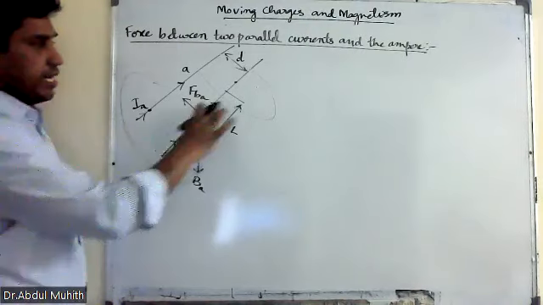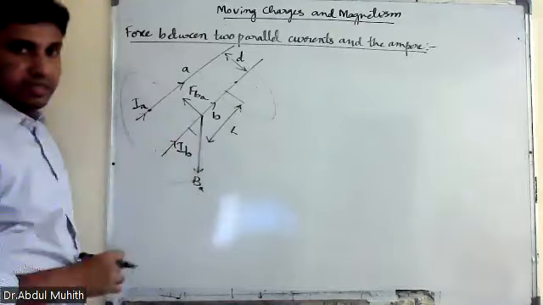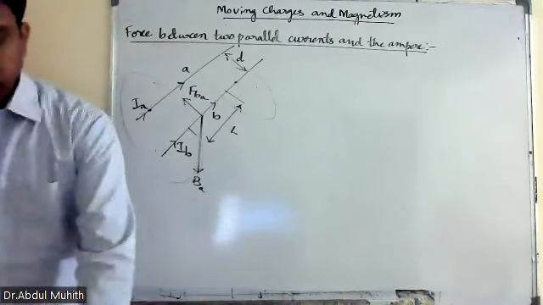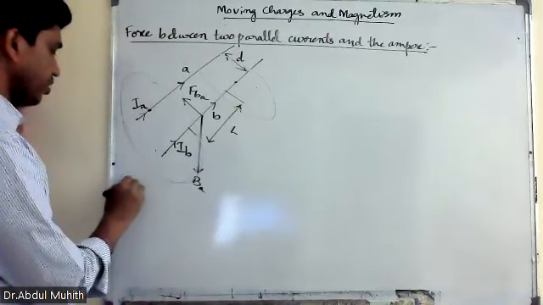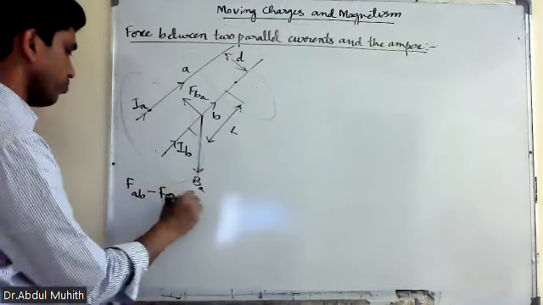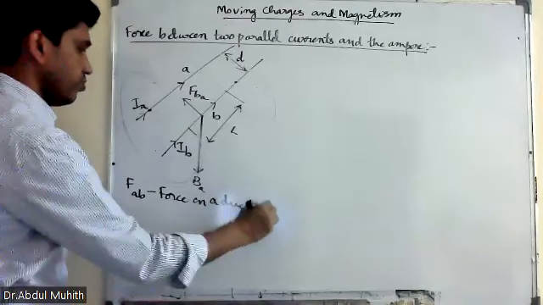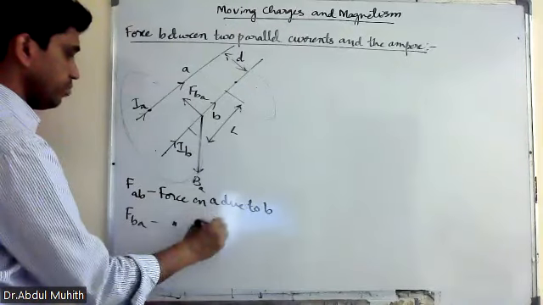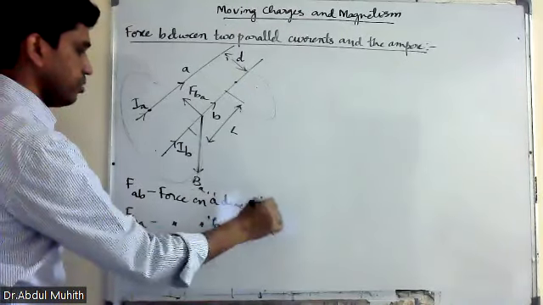We are only taking up to this length, not the entire wire. We are confining ourselves to a certain length. Now, how do we write it? FAB means force on A due to B, and FBA means force on B due to A.